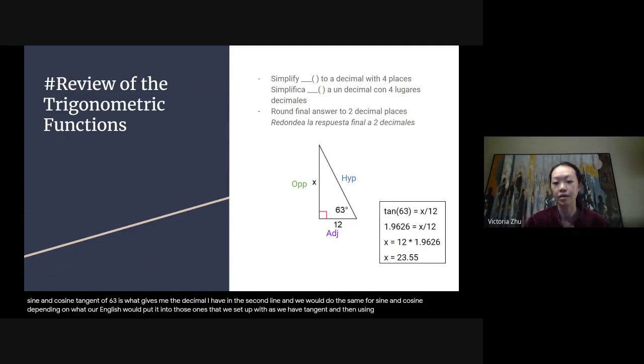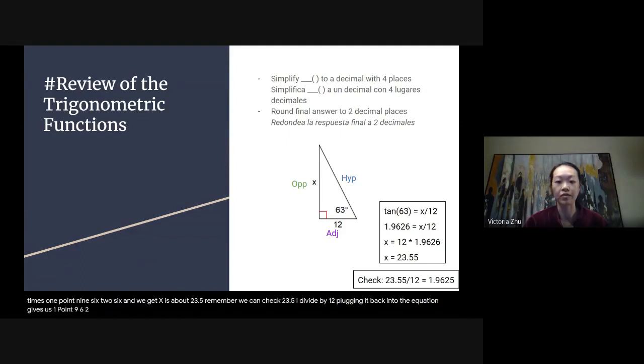And then solving, x is equal to 12 times 1.9626, and we get x is about 23.55. And remember, we can check 23.55 divided by 12, plugging it back into the equation gives us 1.9625, which is about the decimal we had for tangent 63. Remember, we're going to have some rounding errors here, so if we're getting pretty close, then you know you're getting the right answer.